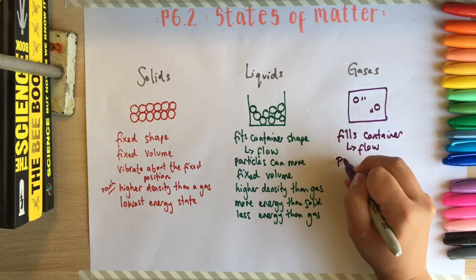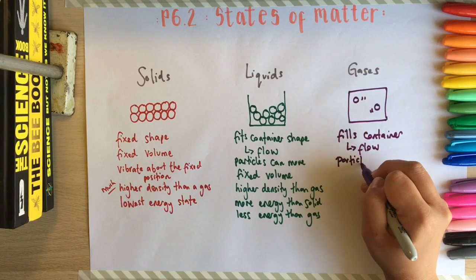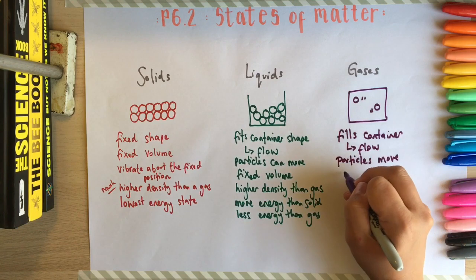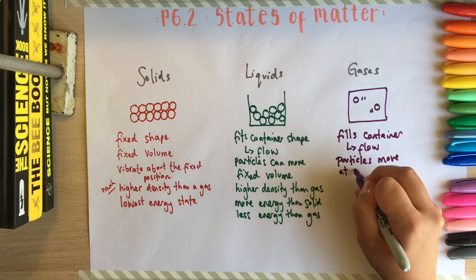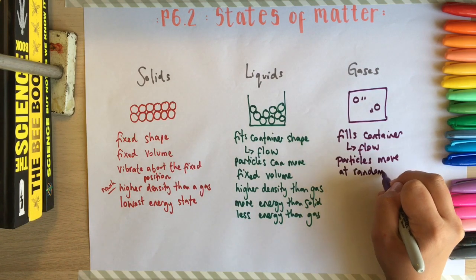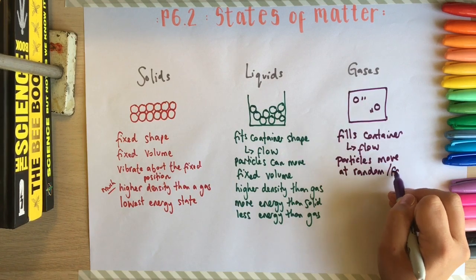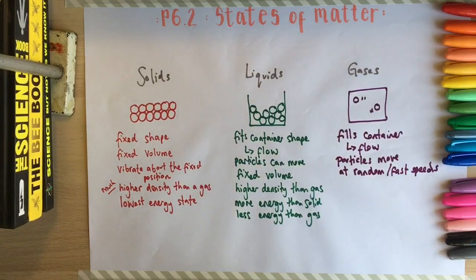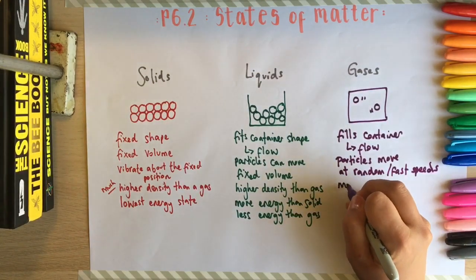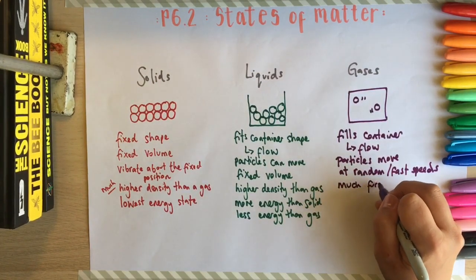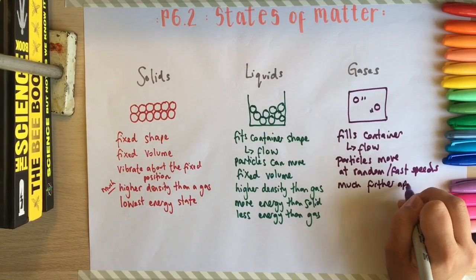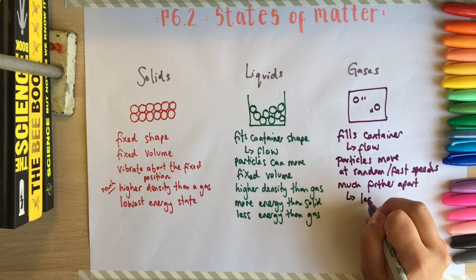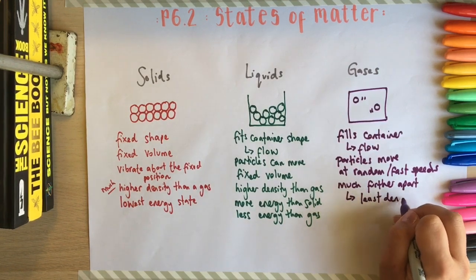The particles move at random, but they're also at fast speeds. They are much further apart, they're not touching each other, and this is why we say they're the least dense out of the three states.